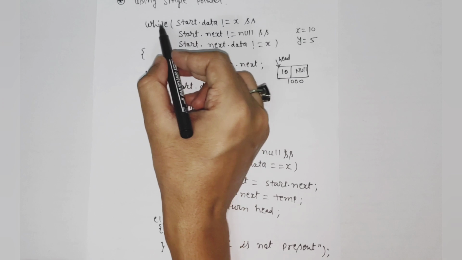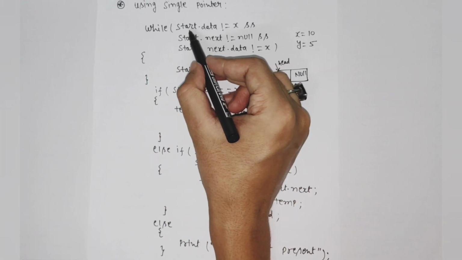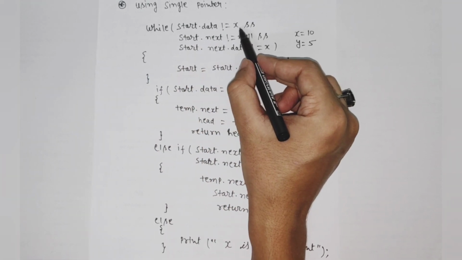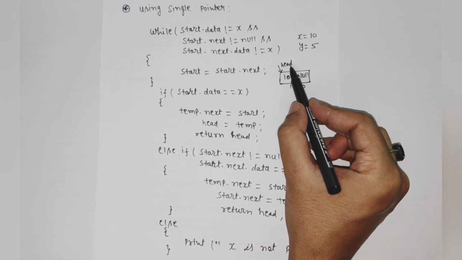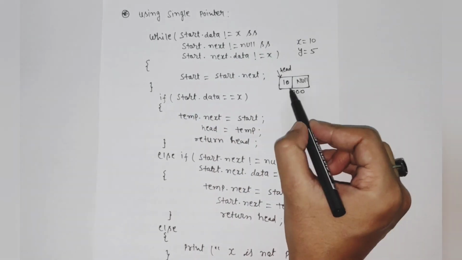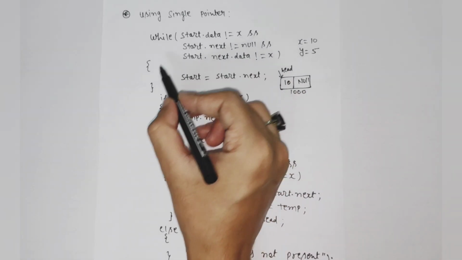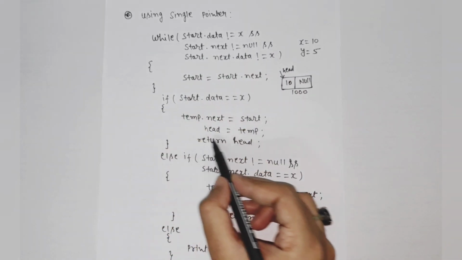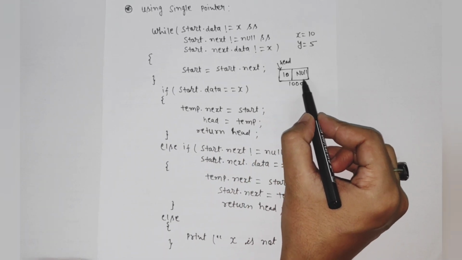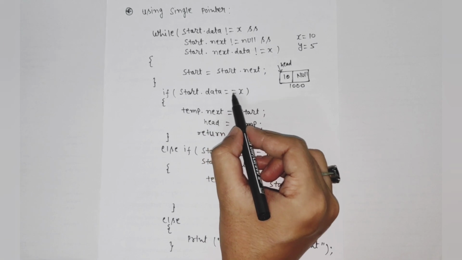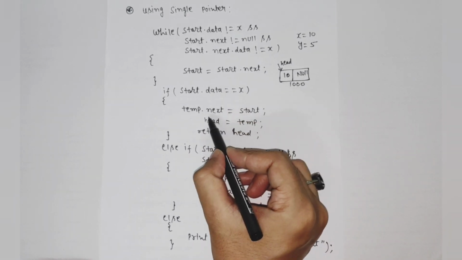So first we will check in the while loop. start.data not equal to x. Start and head are the same, so start.data is equal to x. So we will come out of this while loop. This we have written purposely for a single node only. So in this, start.data equal to x, this condition is true.